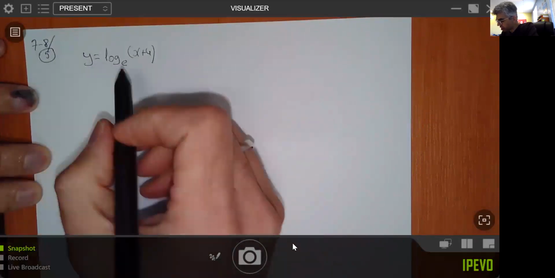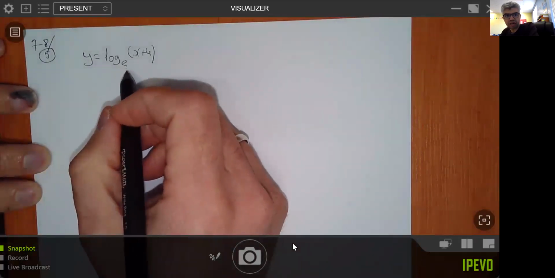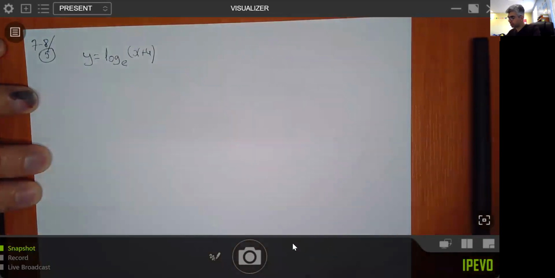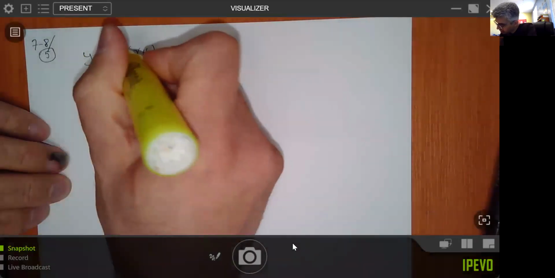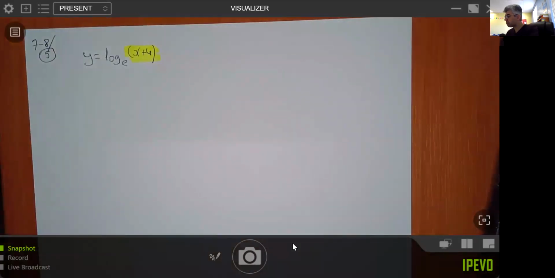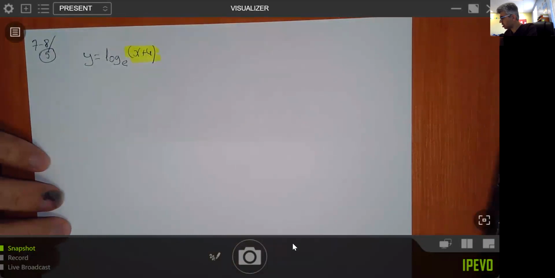What is the domain here? I don't need to have the graph to find the domain. Okay, guys. Domain is always about this function. What we have here must be positive all the time. So let's remember here.